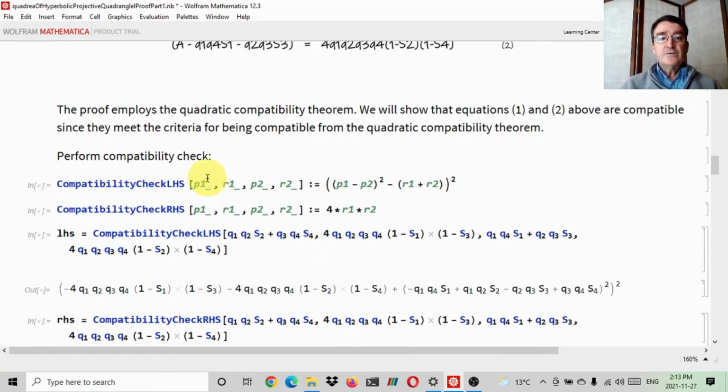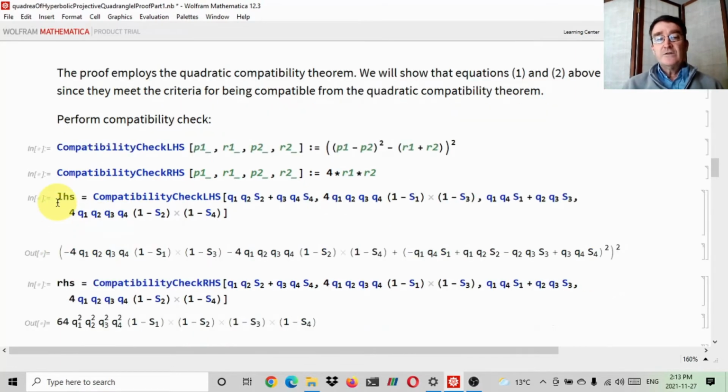Okay, so for the left-hand side, we get ((p1 minus p2) squared minus (r1 plus r2)) squared. The right-hand side is 4 times r1 times r2. So I'm going to assign the value of the left-hand side. I'm going to call this function with p1, r1, p2, and r2, and I'll get this expression here. So the left-hand side is this expression.